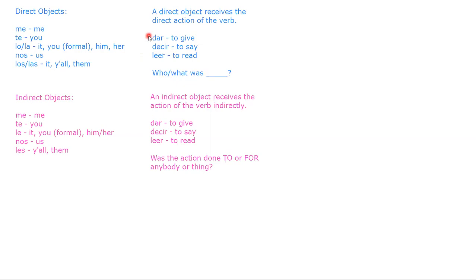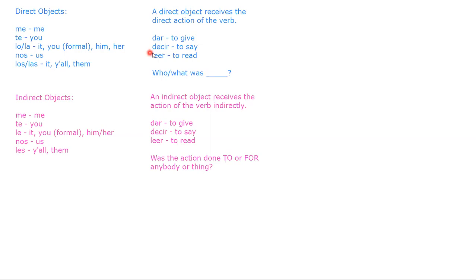So dar, what was given? A gift. A gift was given. Great. The gift is my direct object. Decir, what was said? My name is Nikki. That's what was said. Okay. Leer, what was read? A book.